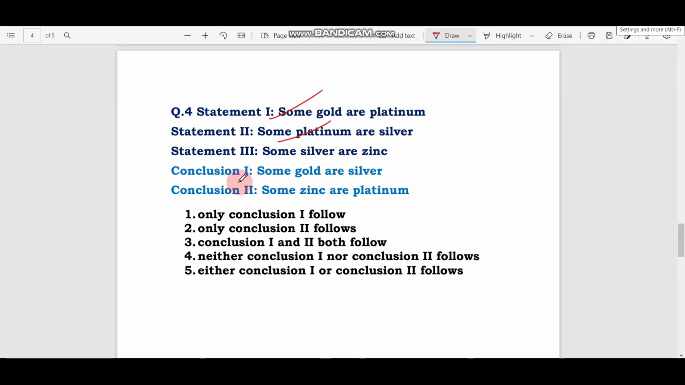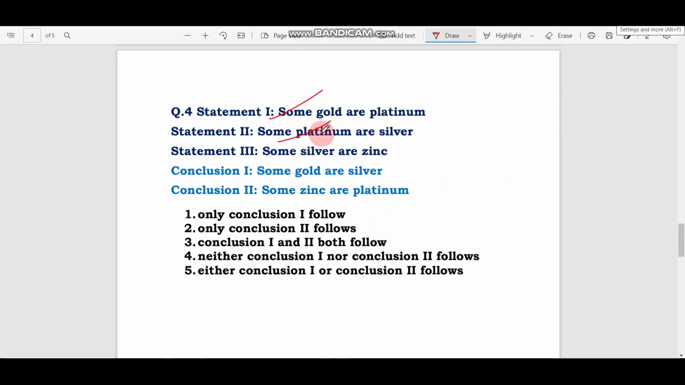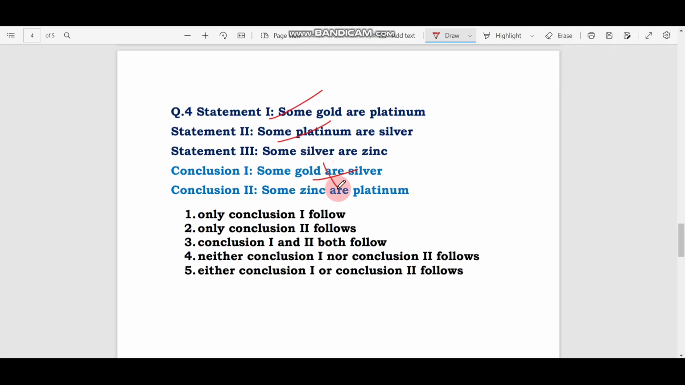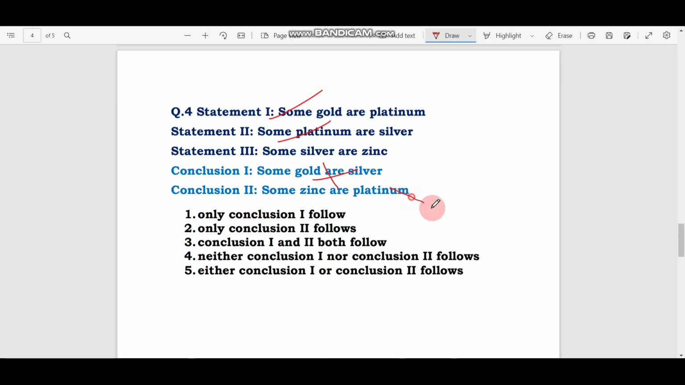So what is the conclusion? Conclusion is some gold are silver. Again, you can notice this is a very similar question to the previous one, question number three, so you can easily find the answer. Some gold are silver. Is it correct or not? No, it is not correct, because no gold is silver, but it is saying some gold are silver, so it is false. Now the next one is some zinc are platinum. Again, no zinc is platinum, so it is also incorrect. So what is the answer? The answer is neither conclusion 1 nor conclusion 2 follows.